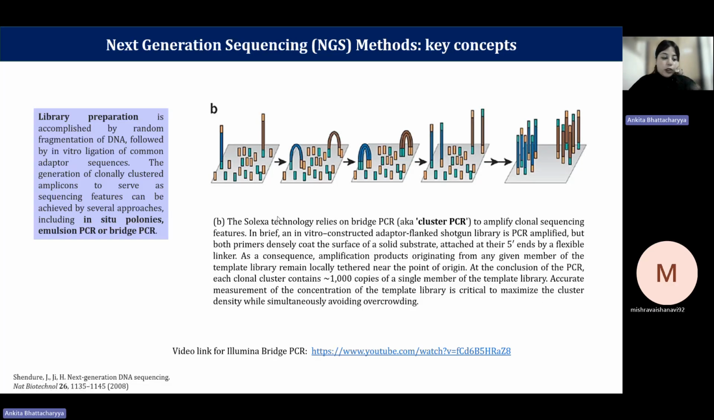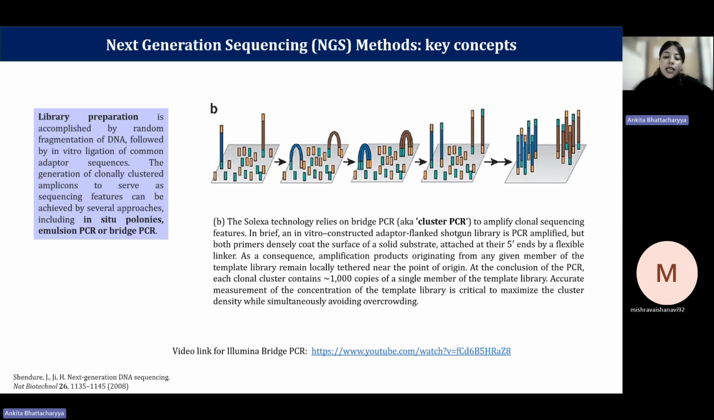So basically, this is what Solexa. Solexa is like the initial company name for Illumina. So what they do is they rely on this bridge PCR technique, like I just mentioned, which is clustering. It amplifies certain regions to generate clusters of clones. In brief, you have an in vitro constructed adapter flanked shotgun library, like we just understood, which undergoes PCR amplification. Both the primers coat the surface of the flow cell, like we just talked about, and they are attached to the flow cell using a flexible linker.